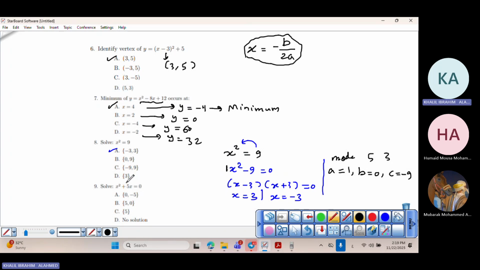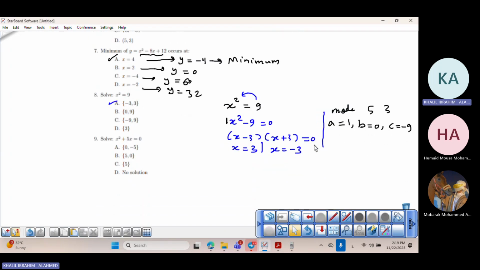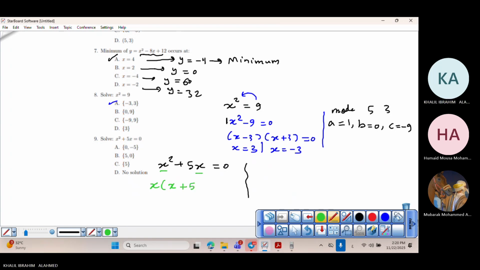Solve this equation, x squared plus 5x. Also, you can use the calculator or do it by hand. It's easy to solve this by calculator. I think I will solve in two methods. This equation, x squared plus 5x equals 0. You can take x as a common factor. This is x, now this is x plus 5 equals 0. Now we can find x equals 0 or x equals negative 5.